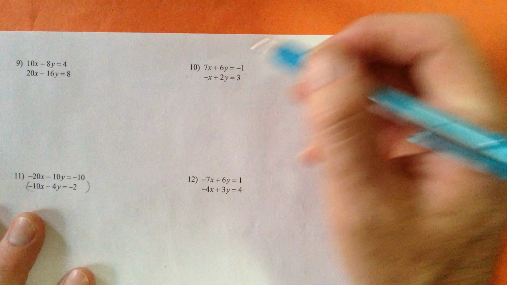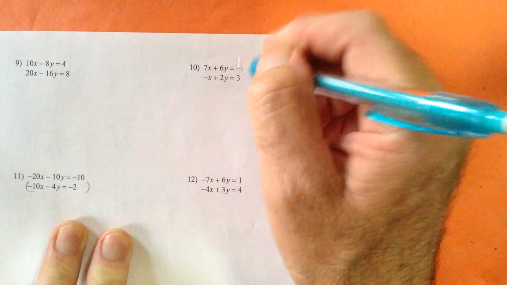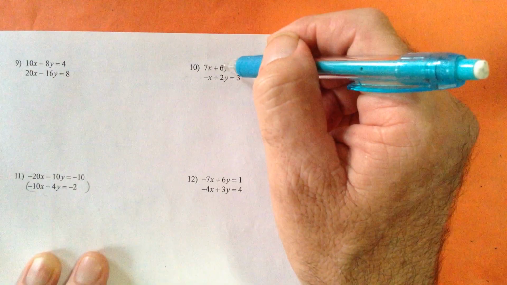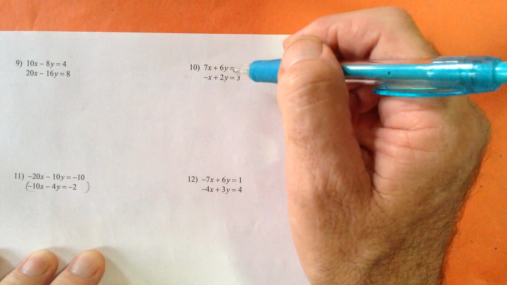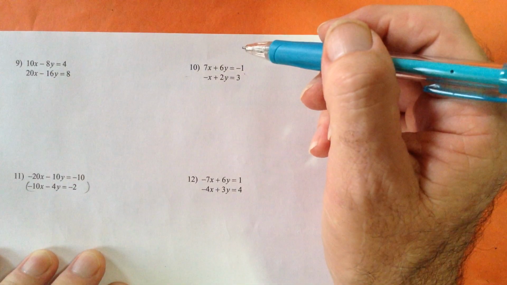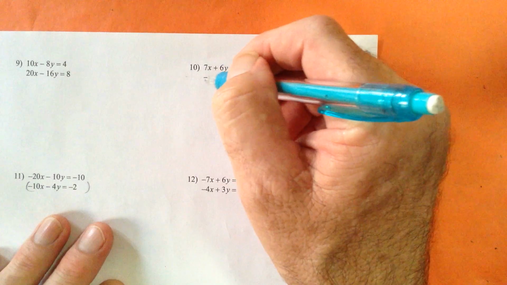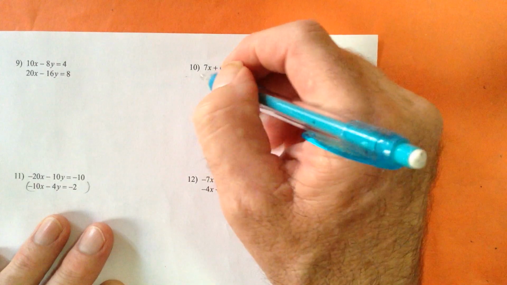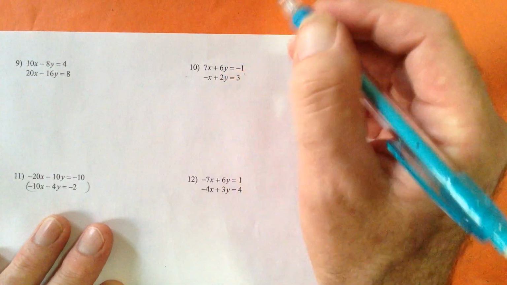So how can I eliminate one? Well, right here I got 7x and I got negative x. I got 6y and 2y. There are several ways you can do these. But I could go 7x and I got negative x. How can I make this a negative 7x to cancel out?